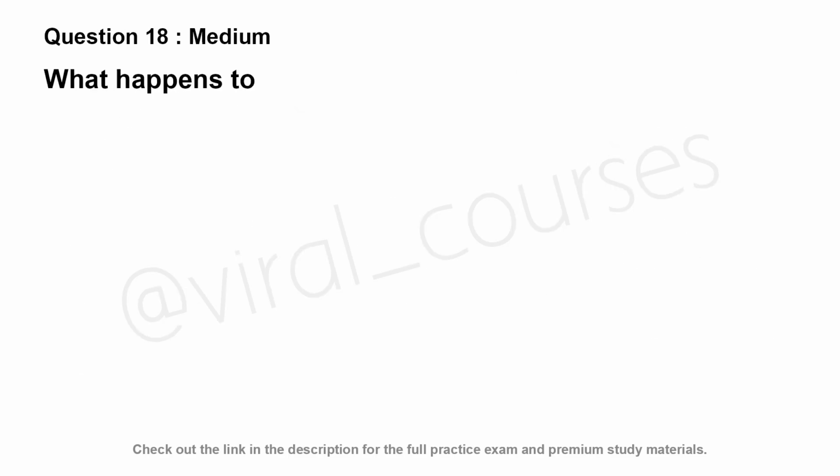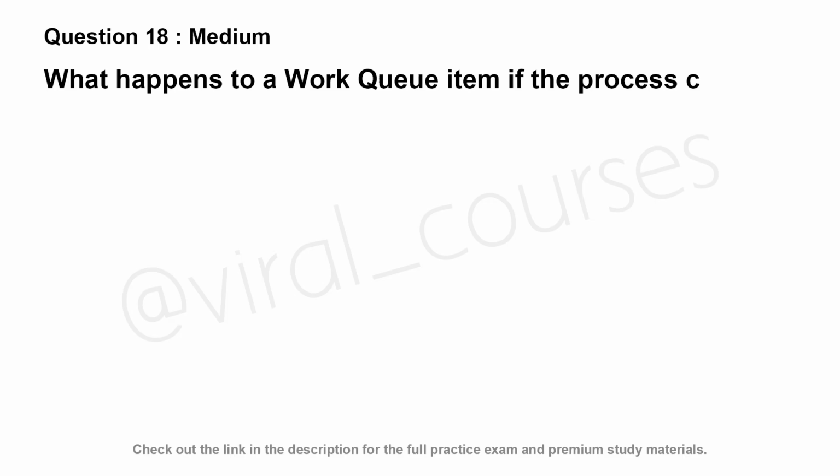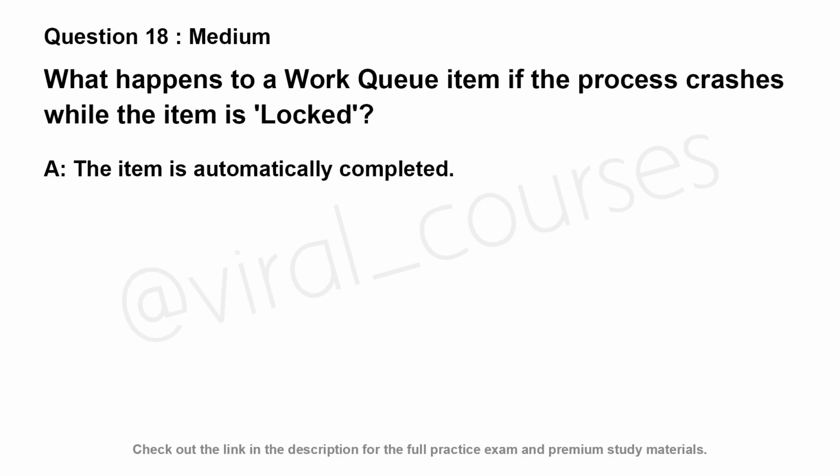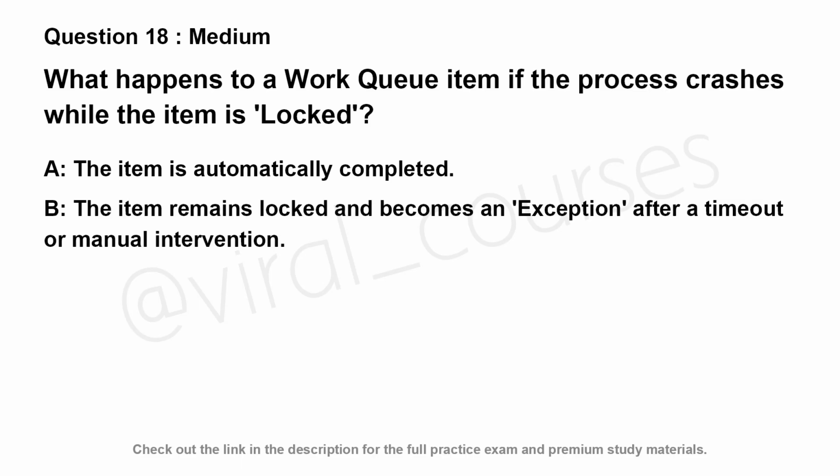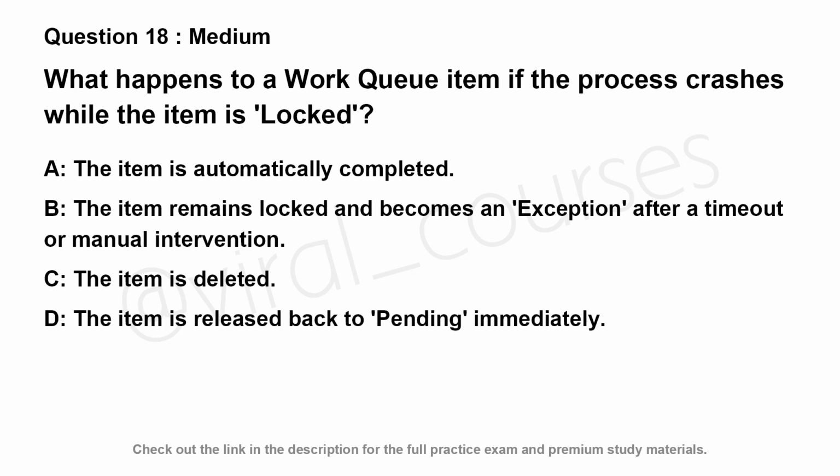What happens to a work queue item if the process crashes while the item is locked? Option A. The item is automatically completed. Option B. The item remains locked and becomes an exception after a timeout or manual intervention. Option C. The item is deleted. Option D. The item is released back to pending immediately.